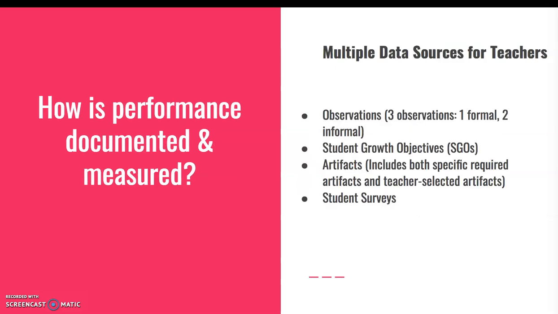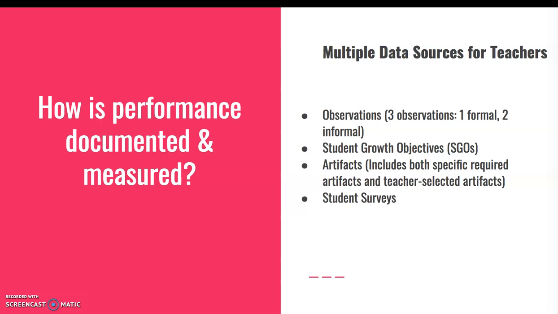So how is performance documented and how is it measured? Well, observations are a very important part of the evaluation system. Observations will comprise an unannounced and an announced formal or informal observation. There are 3 observations for non-tenured and 2 for tenured teachers. All observations will include a post-conference. Only the announced observations will require a pre-conference.